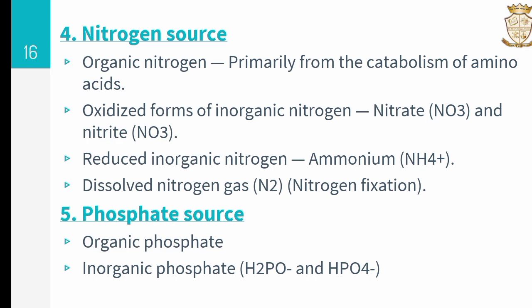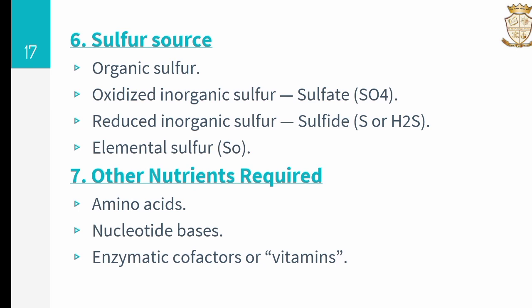The fifth one is phosphate source. There are organic phosphate and inorganic phosphate. And then the sixth one is the sulfur source: organic sulfur, oxidized inorganic sulfur, that is sulfate, reduced inorganic sulfur, that is sulfide, and elemental sulfur. Then other nutrient requirements are amino acids, nucleotide bases, and enzymatic cofactors or vitamins.